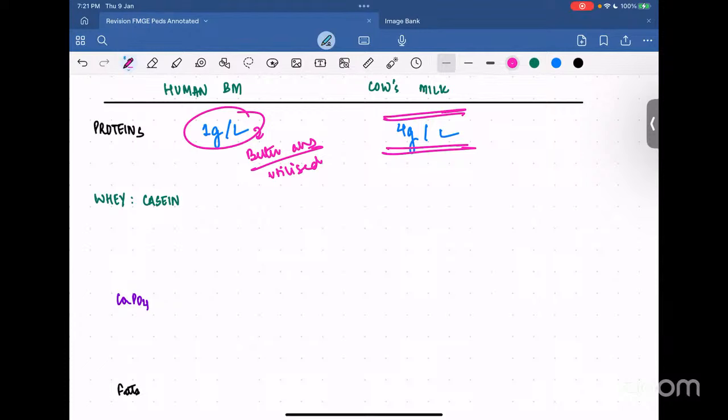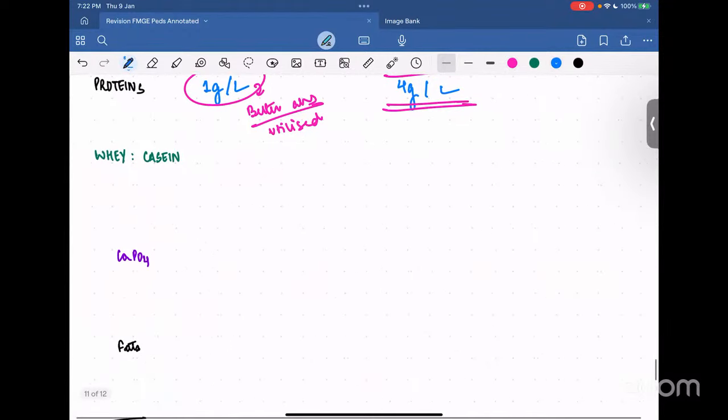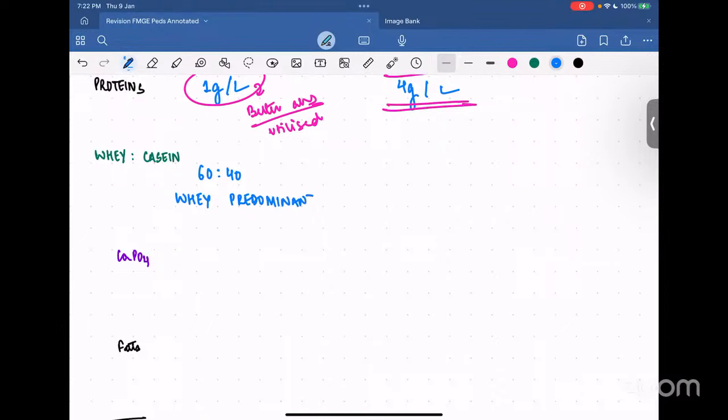And if you look at the quality of protein, the quality of protein in human breast milk is better. If any of you is going to the gym and working on your body, you must be taking protein, this whey protein. Is that a good quality protein? Yes, that's a good quality protein, better absorbed, better utilized. So if you look at the whey to casein ratio in human breast milk, it is 60:40. That means human breast milk is whey predominant protein. That means a better protein source.